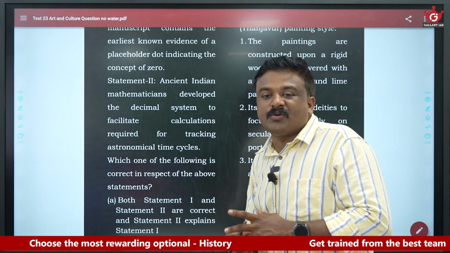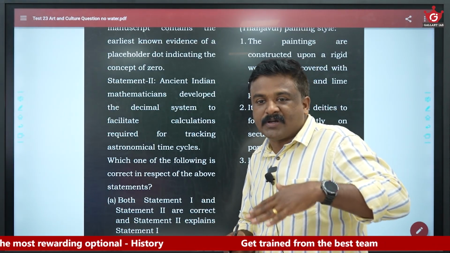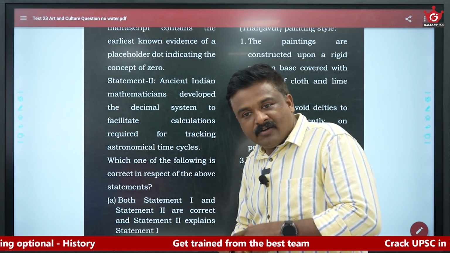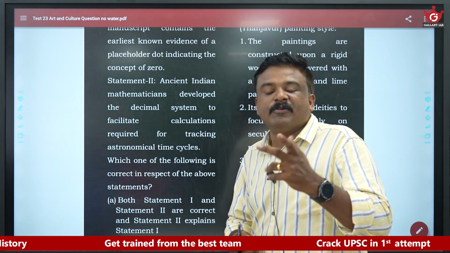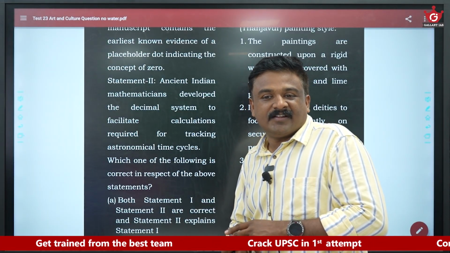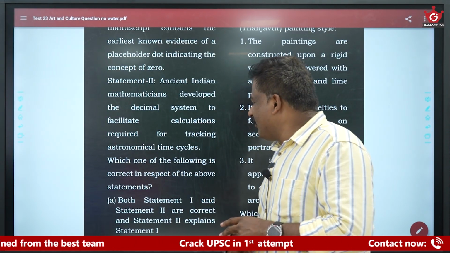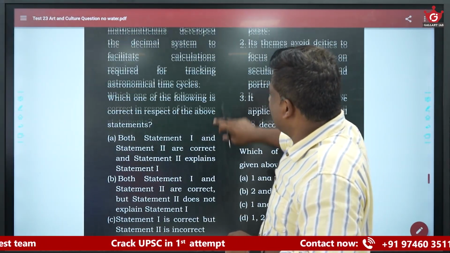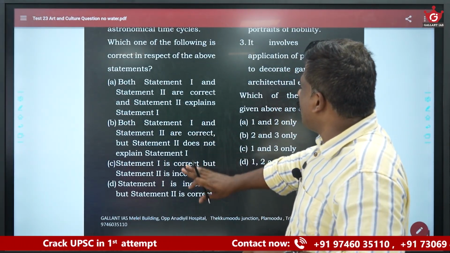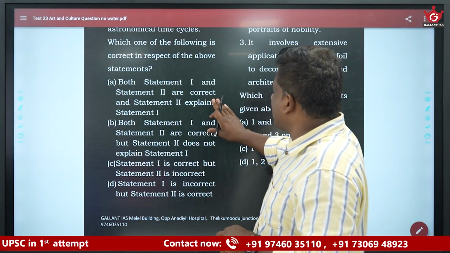In fact, this is something you can identify in the Gupta literature or in the Gupta age. Am I right? We will go for both. So what will be your answer? What will be your answer? Both statements 1 and 2 are correct, but statement 2 doesn't explain statement 1.